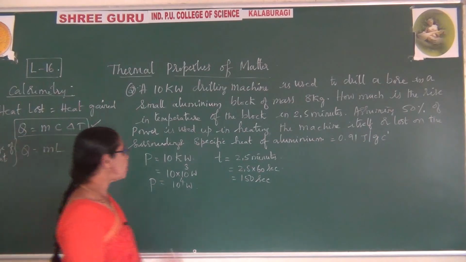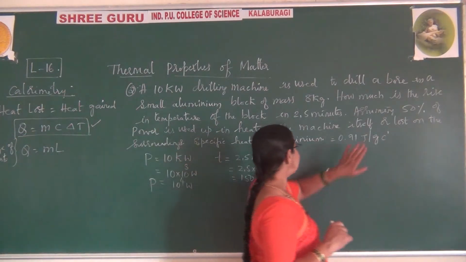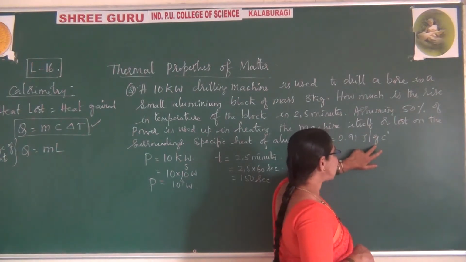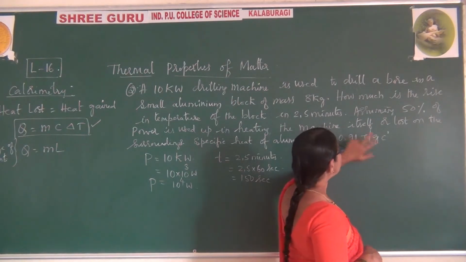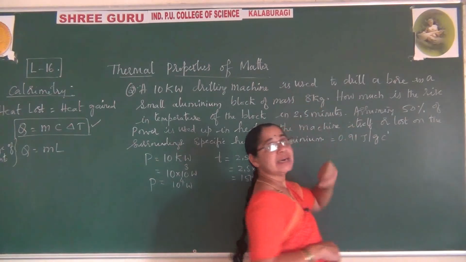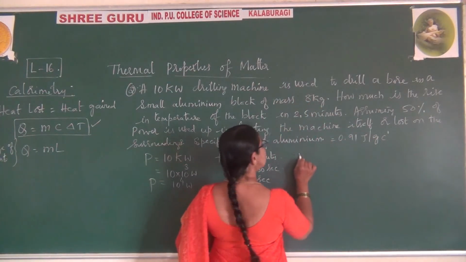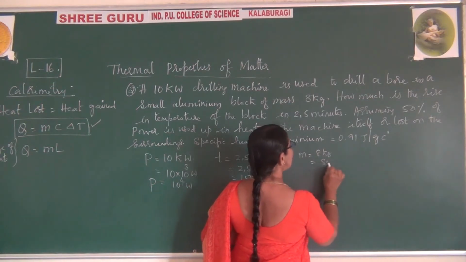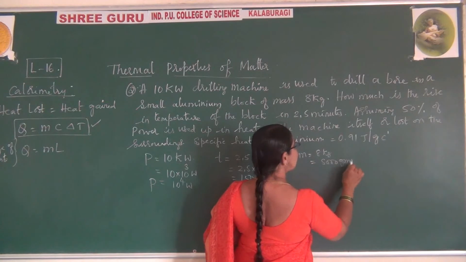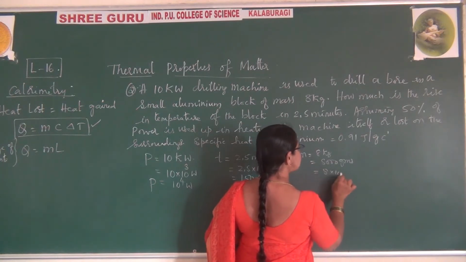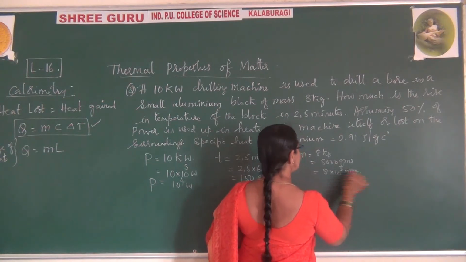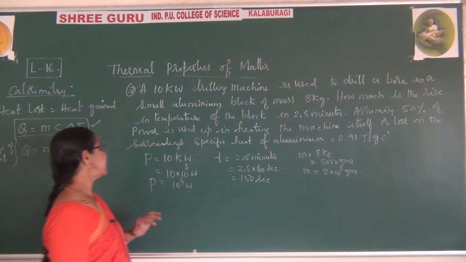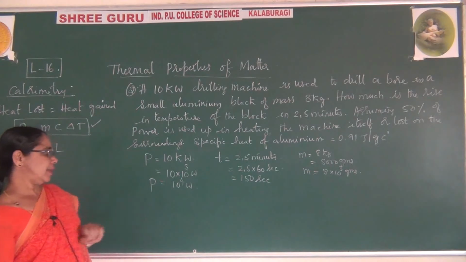Here in this problem, you have to be aware that the specific heat is given per gram. They are not given in kgs. So let me convert this mass into grams. M is equal to 8 kg. This is taken as 8,000 grams, or you write it as 8 into 10 raised to 3 grams. So mass is converted, time is converted, and also you have converted the power.